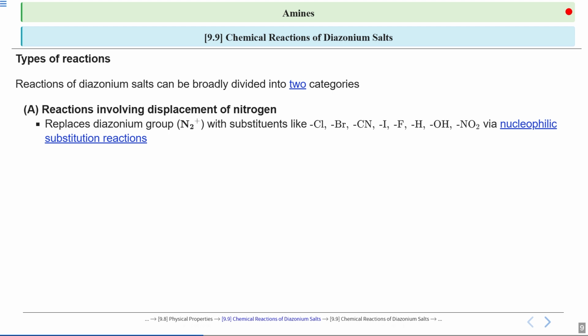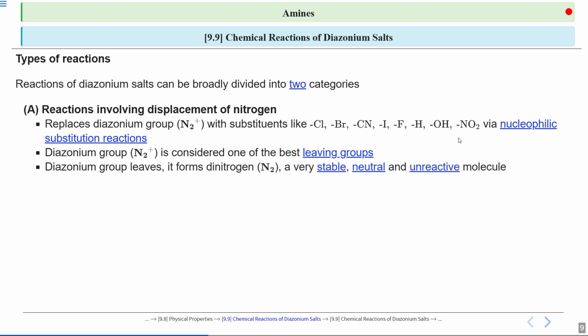The diazonium group, which is the N2+, can be replaced by chloride, bromide, cyanide, iodide, fluoride, hydrogen, hydroxide, or nitro. These are all examples of nucleophilic substitution reactions where a nucleophile replaces the diazonium group. It is important to note that the diazonium group, N2+, is considered to be one of the best leaving groups. This means it can easily detach from the molecule, making these substitution reactions very efficient.